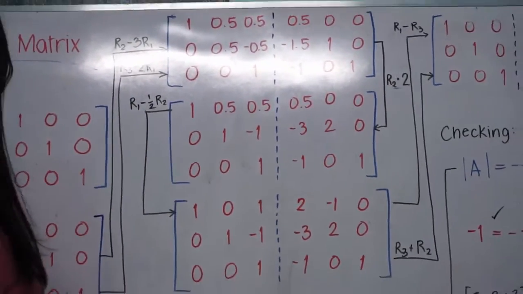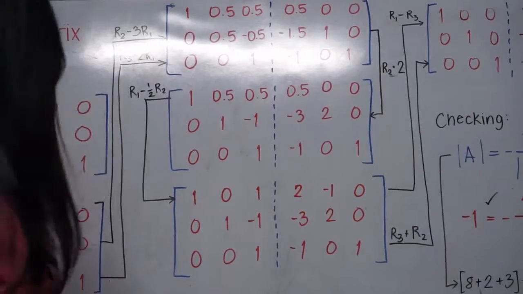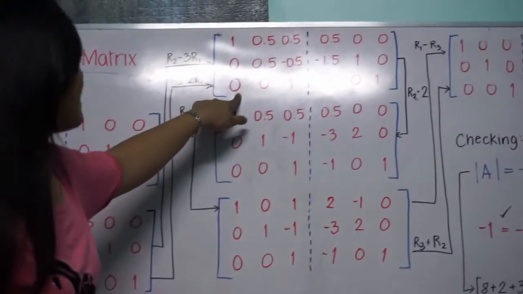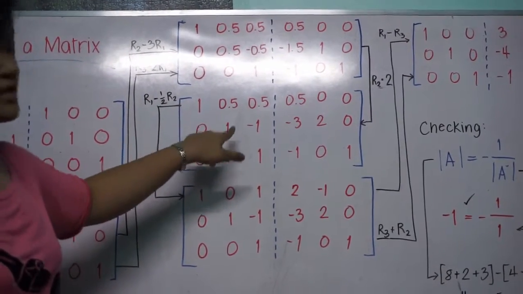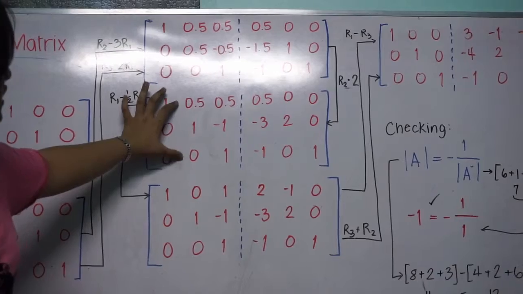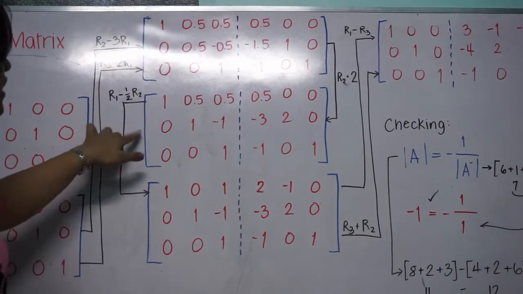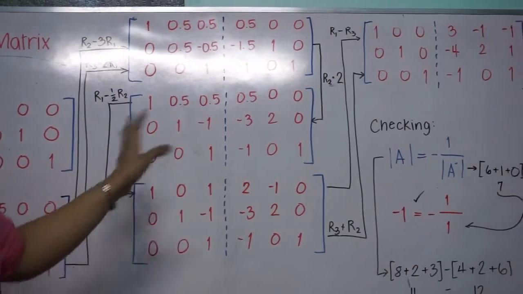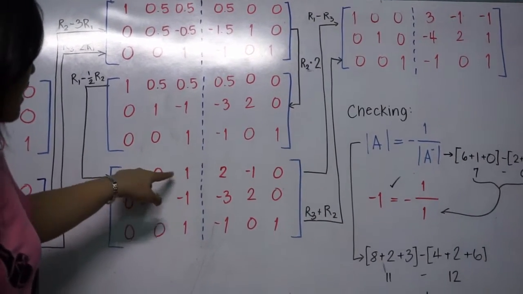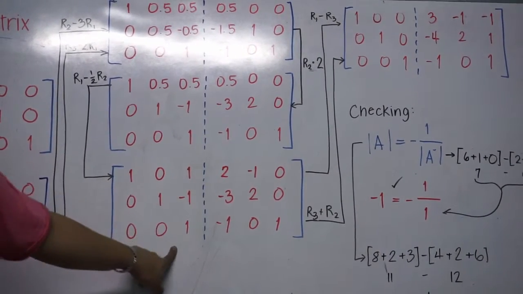So it's already 0 here. Here, we're going to make this 0. Then after that, we're going to make this as 1. Then we're going to make this 2 as 0. That is also dependent in here. Then on the last part, we're going to make these 2 zeros and this as 1.